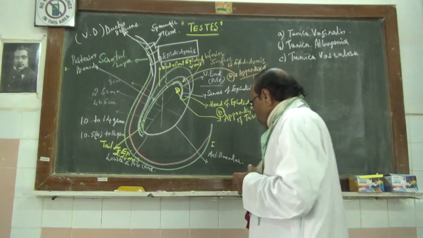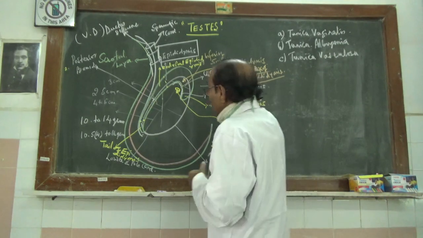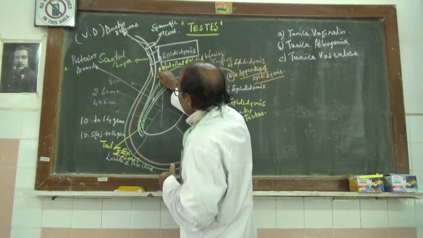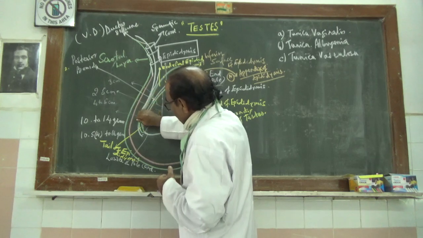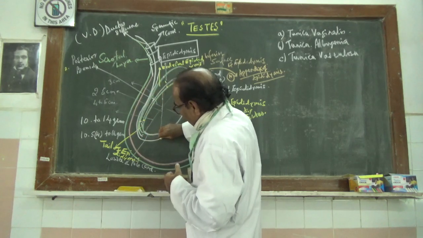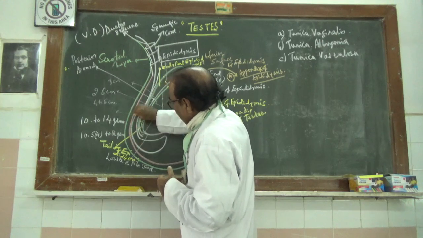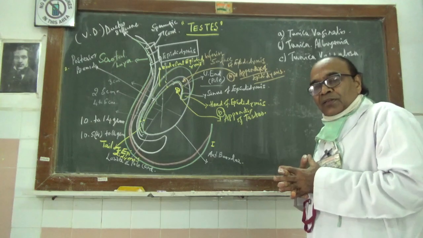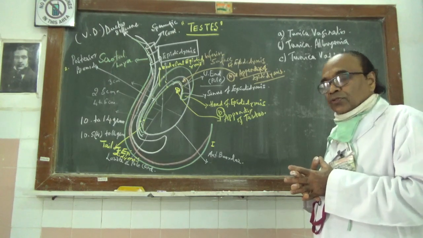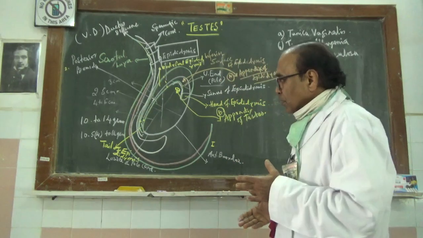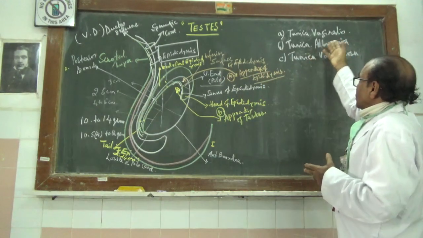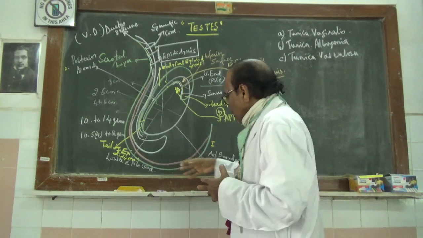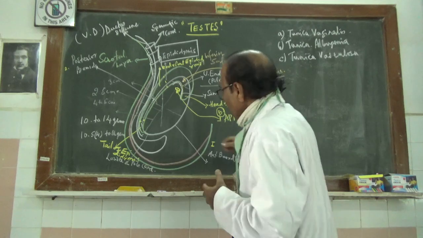Why? Because it totally covers the epididymis and the testis, the entire testis substance, and then it reflects back over the entire scrotal tissues, and that is the parietal part. So this thing is called the tunica vaginalis. While it is running like this, it has two portions.